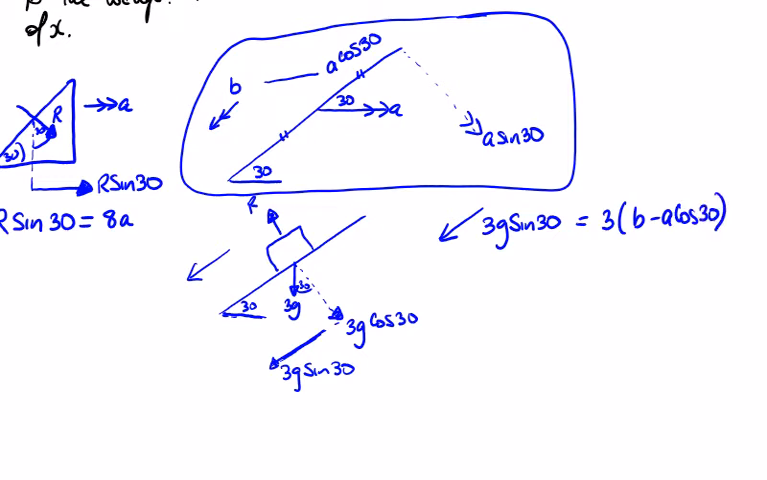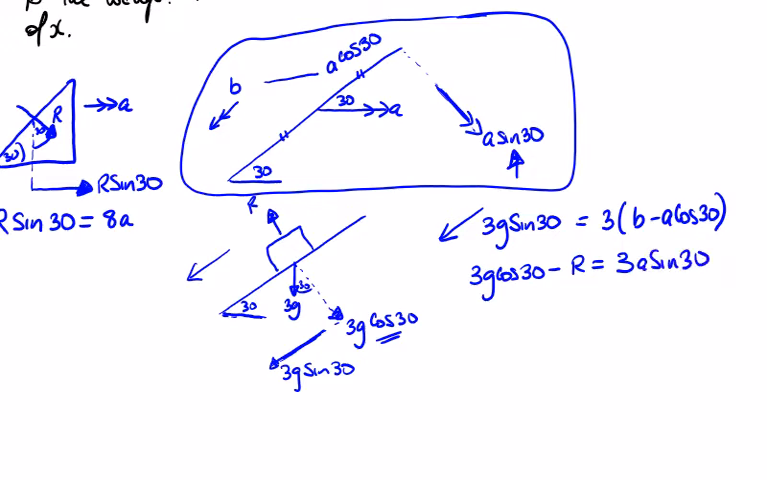And in the other direction, this direction here. So we're starting with our 3g cos 30, because it's not bouncing up in the air, so we can't take it, it's not going in our direction first. So 3g cos 30 minus r is going to be the m, which is 3 times this a here, which is a sine 30.